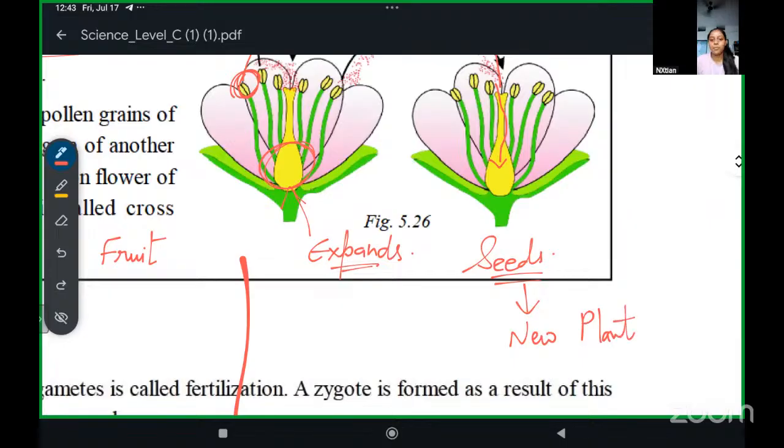Okay, after pollination, yes, Eva. Ma'am, don't you need one female gamete and one male gamete to reproduce? Yes, Eva, a female gamete and a male gamete, that's right.